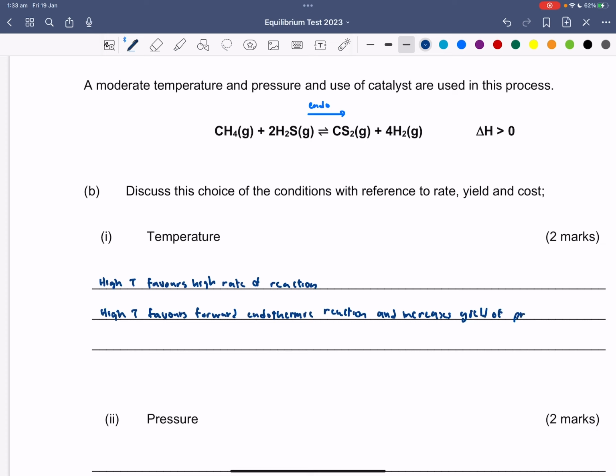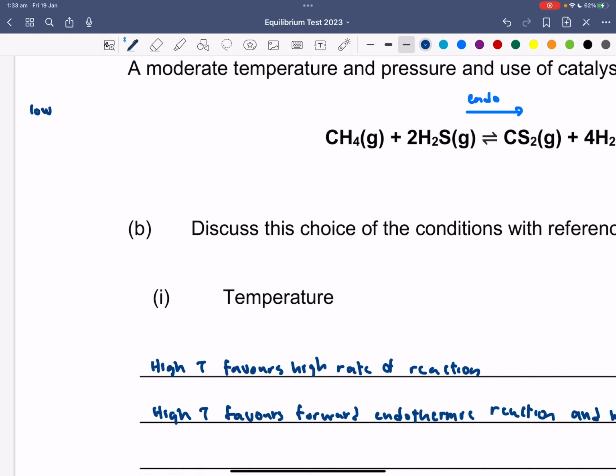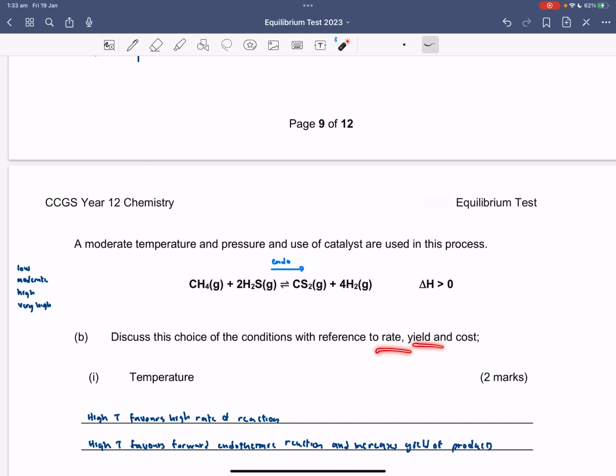So now this is a little bit weird, right? It's weird because a high temperature is good for reaction rate. A high temperature is good for the yield. So surely, therefore, we should use a high temperature. Yet they're saying moderate. Now, I would have said in my test, if they didn't say moderate, we're going to use a high temperature. Because remember, we have four options, both for temperature and pressure. We have low, moderate, high, very high. Now, we never use very high because it's expensive and potentially unsafe. The question only wants us to discuss rate, yield, and cost.